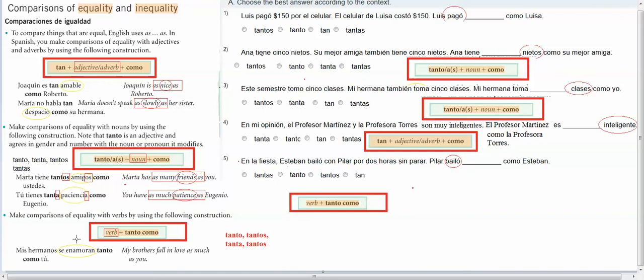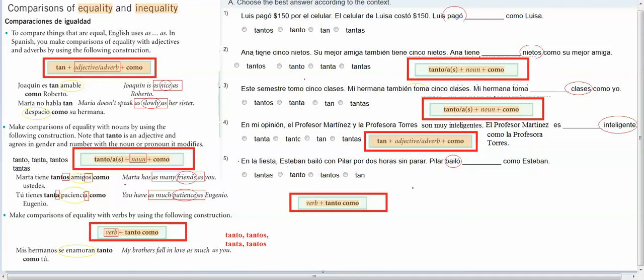Okay. When you talk about a verb, you're going to do the verb and then tanto como. So my brothers fall in love as much as you. So we've got fall in love. Actually, let me fix this.